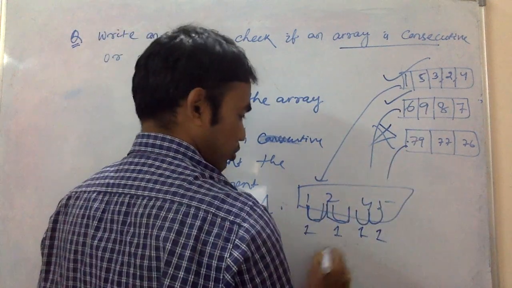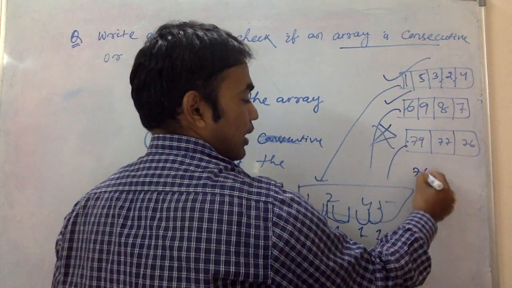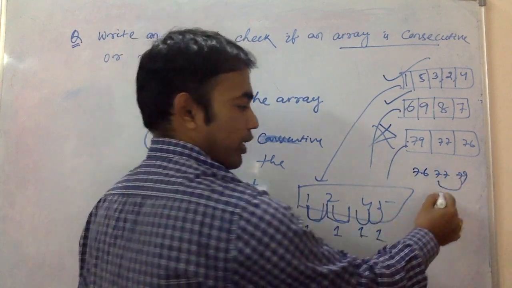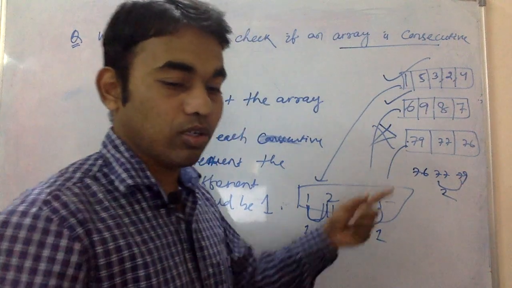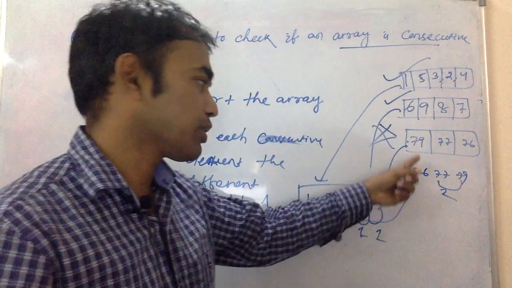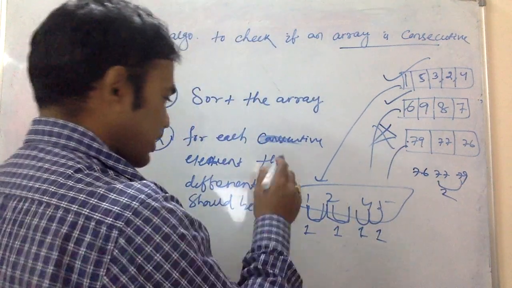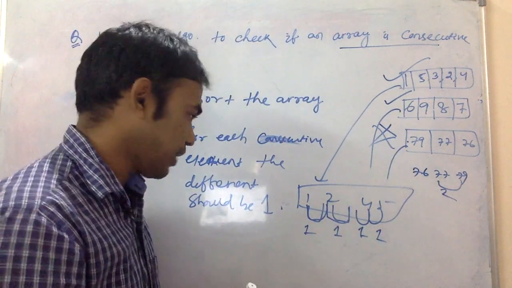Like in this particular example, 76, after sorting you will get 76, 77 and 79. Whenever you find a difference of 2, that means all the consecutive elements are not present. That means this array is not a consecutive array. So that is the conclusion. Now this is the algorithm that you have written.